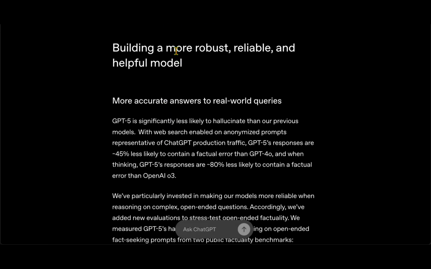After showing all those evaluations, they're talking about how robust and reliable they have made the model.